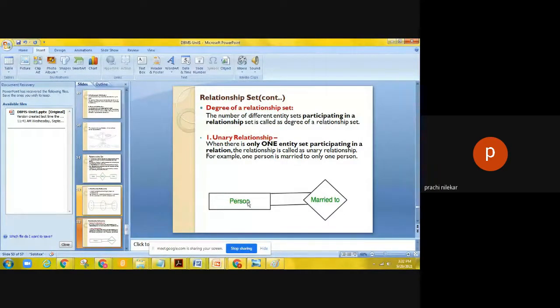For example, one person is married to one person. Okay, assume only one person married to only one person. So this is the unary kind of relationship. Only one entity is present. That's why it's called unary.